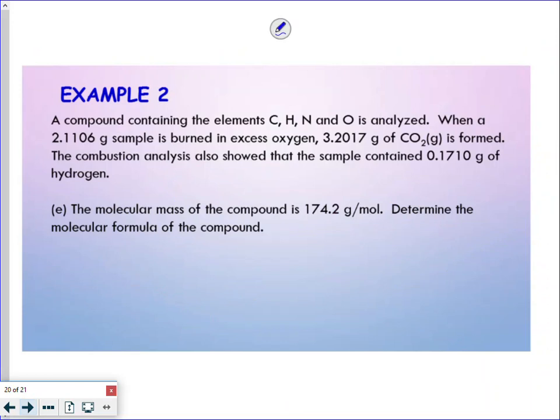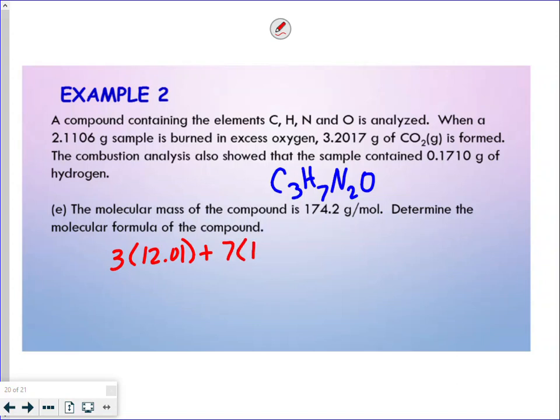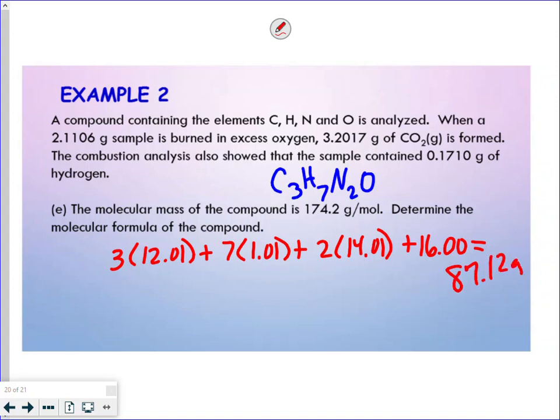So let's find the molar mass of our C3H7N2O. So empirical formula mass, 3 times 12.01 plus 7 times 1.01 plus 2 times 14.01 plus 16. And we add all that up and we get our empirical formula's mass. And yes, you got 87.12 grams per mole. Very good.